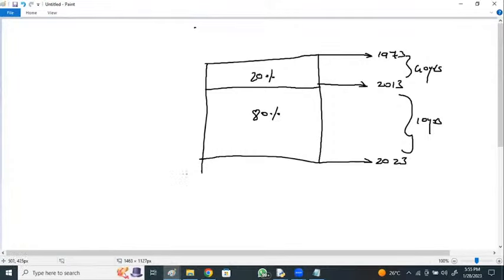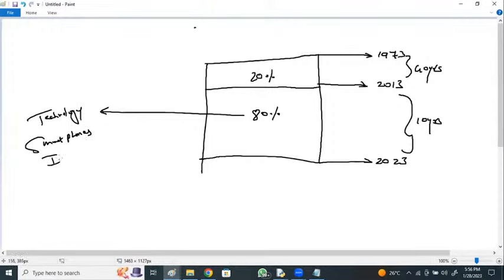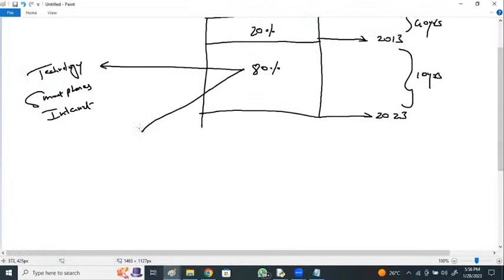The reasons for this huge data generation, especially in the last 10 to 15 years, are the usage of technology, smartphones, and the internet. And what are the main sources from where this data is getting generated? There are mainly three sources of data.